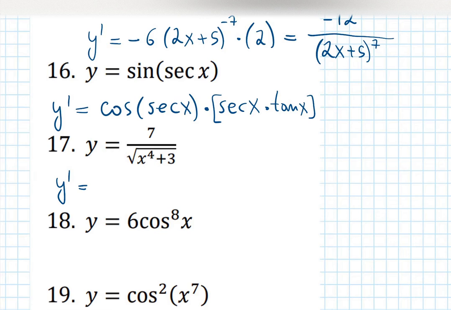17 looks like either a quotient rule with a chain rule in the denominator, or I would even rewrite it, if you want, as 7 times x to the 4 plus 3, to the negative 1/2 power. This way it's actually going to be faster to differentiate, so let's do it this way. But if you want to do quotient rule, you can do quotient rule.